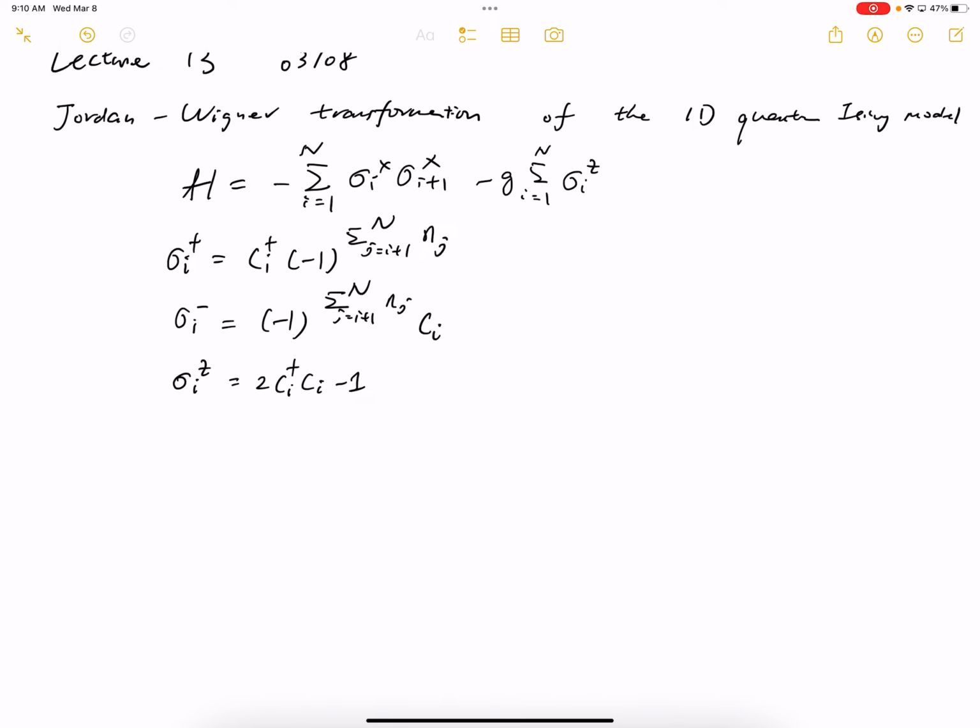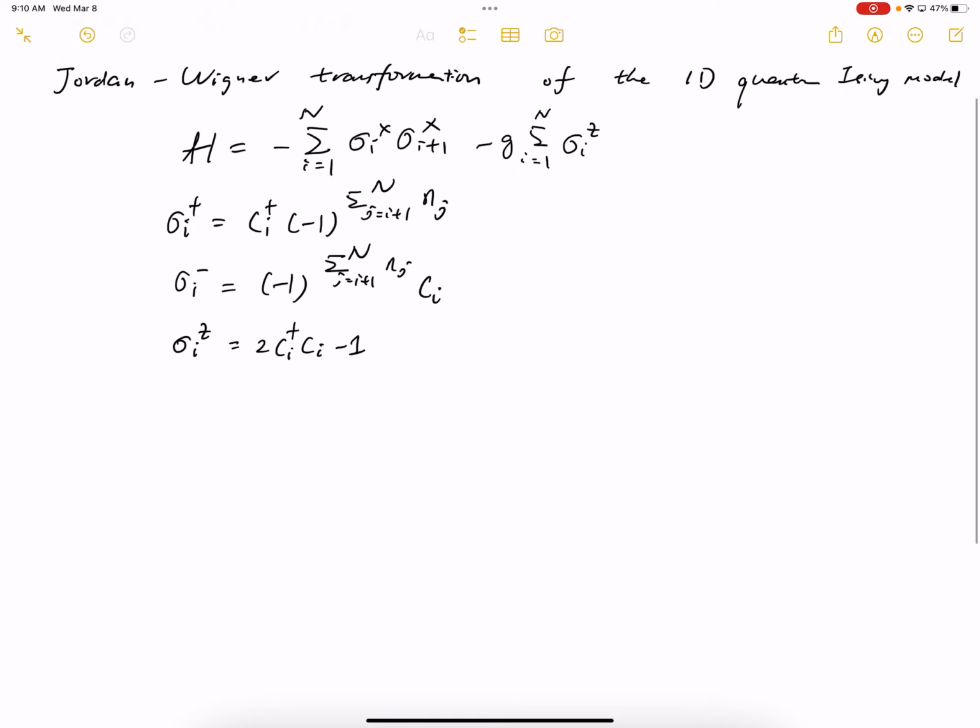Okay, so this is the Jordan-Wigner transformation, and the phase is there because we want to make sure that these fermions actually obey the commutation relationship. Like if you create two fermions in the opposite order, you actually get a minus sign. So the sigma plus does not directly map to Ci dagger. You have to have this phase here, and that's a non-trivial part.